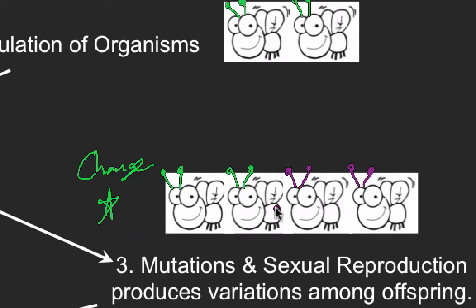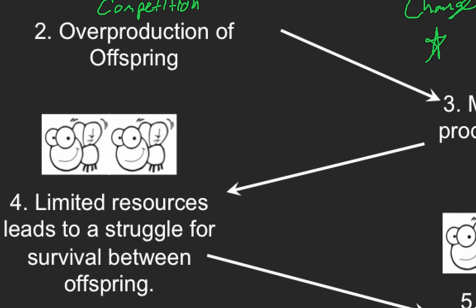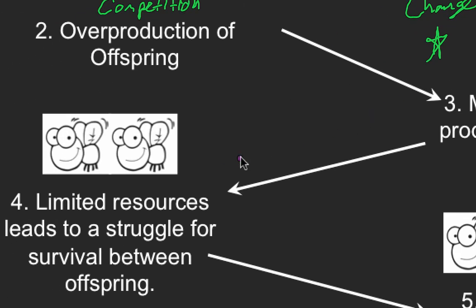Now we have a couple of fruit flies with these purple antennae. So moving on. Limited resources lead to struggle for survival between offspring. So what happens is, let's say something happens where these purple antennae make them better able to survive and reproduce. So over time, our purple antenna guys are going to be the ones that remain.